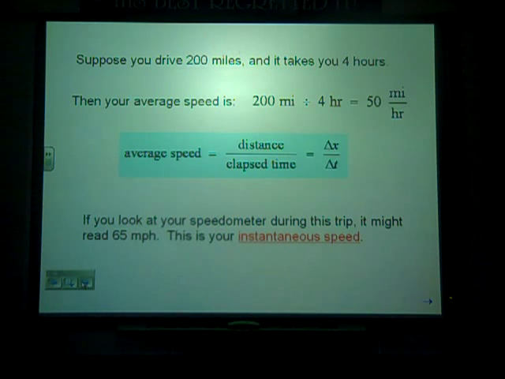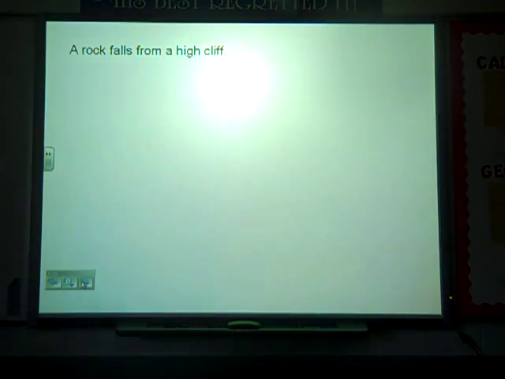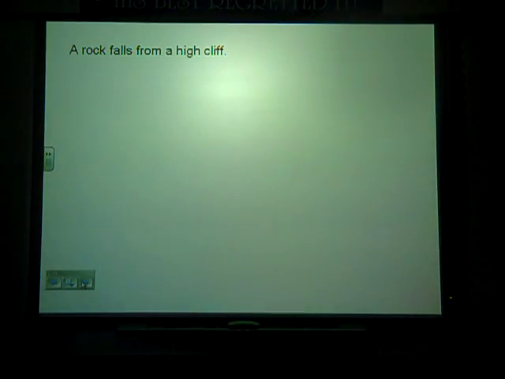And if we looked at our speedometer at any point during the trip, remember, it would not always read 50 miles per hour. Sometimes it'll read more, sometimes it'll read less. And whatever the speedometer reads, well, that's our instantaneous speed. Okay? So in calculus, we're going to be looking at instantaneous speeds. What is our change at that moment?